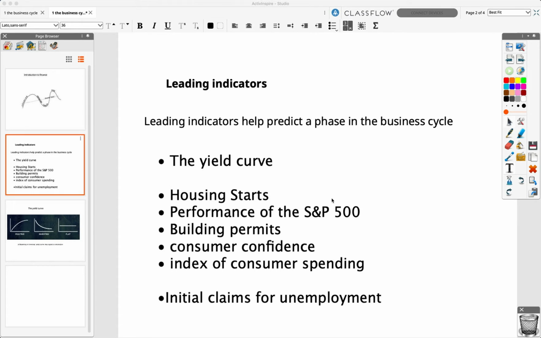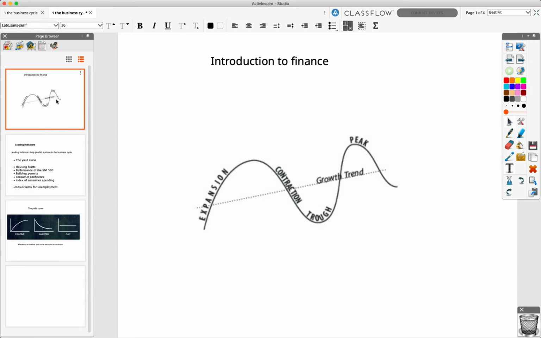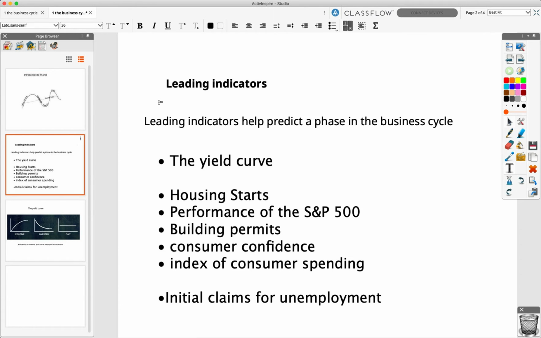Hello and welcome to the course of Introduction to Finance, and in this lesson we'll be talking about leading indicators. In the previous lesson we talked about the business cycle, which consists of the expansion, peak, contraction, and trough. And what a leading indicator basically does is help predict an incoming phase in the business cycle. So the first leading indicator we'll take a look at is the yield curve.